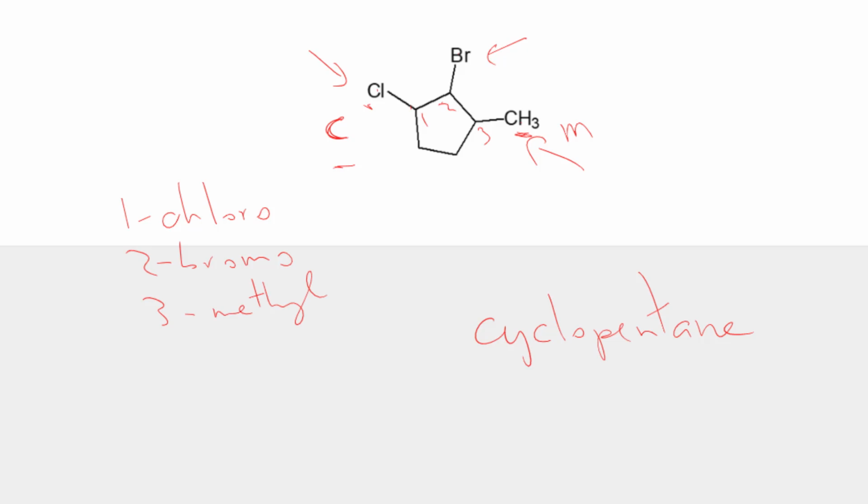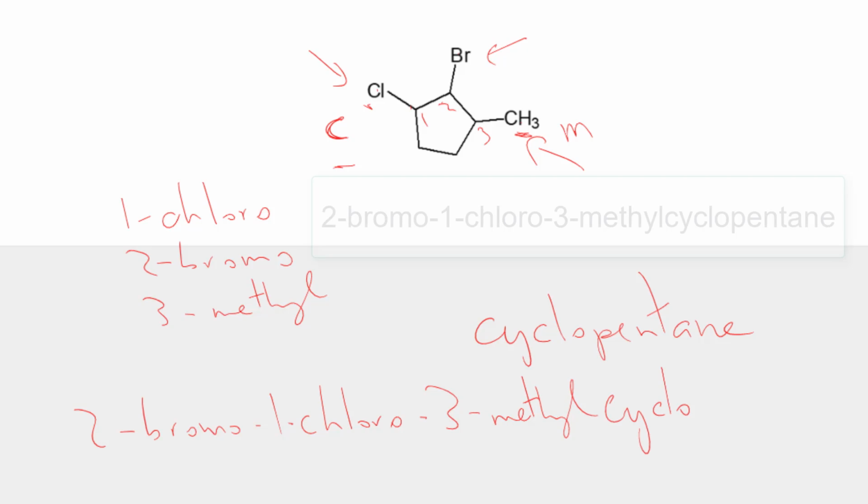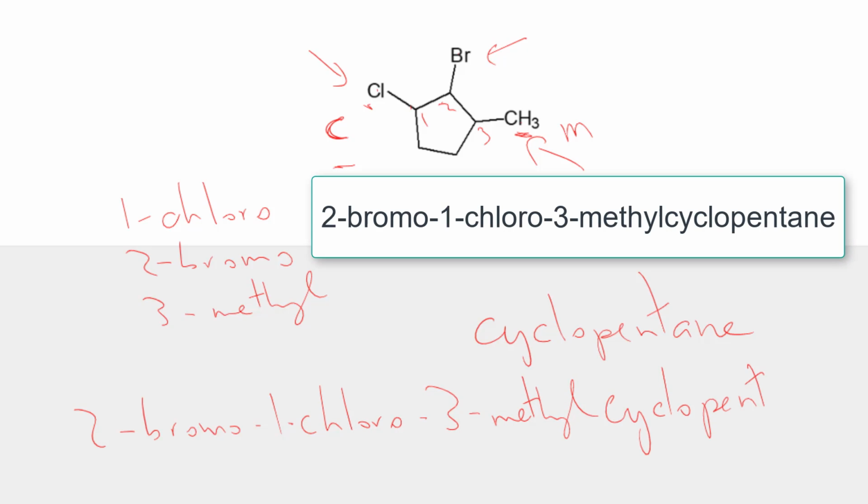And so if we're to write this out alphabetically, the 2-bromo is going to come first, the 1-chloro will come second, and the 3-methyl will come last. Cyclopentane. And that'll finish it off. All one word, no spaces in between.